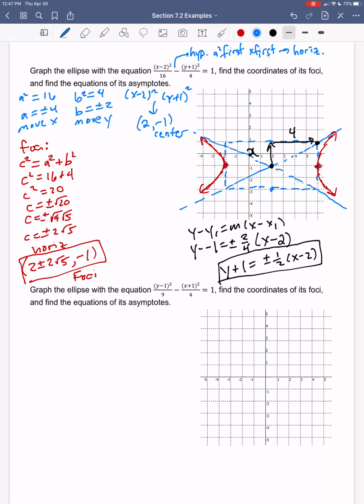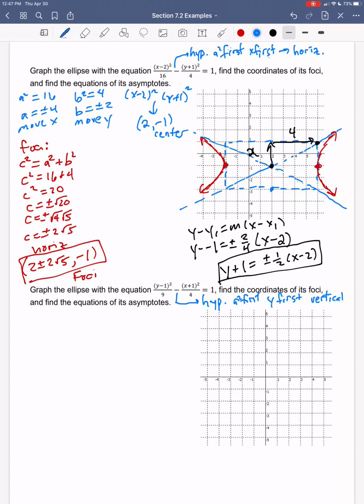All right, let's see, one more here. Again, that's a minus, so that means this is a hyperbola. For a hyperbola, we always have a squared first. What we've got here then is y is first. So that means it's going to be vertical.